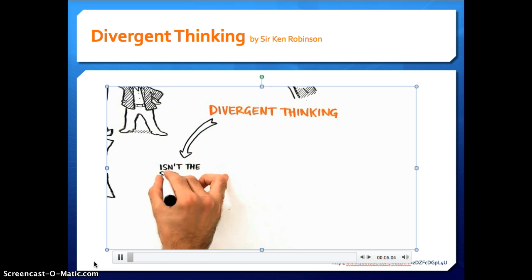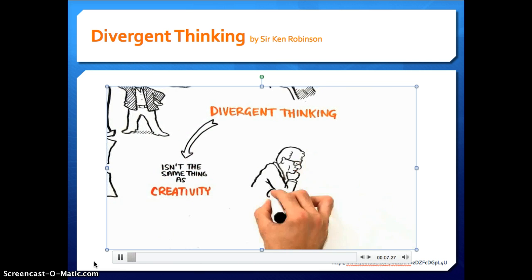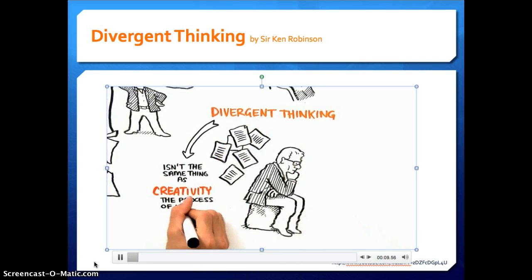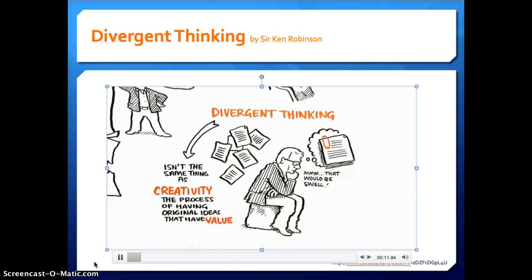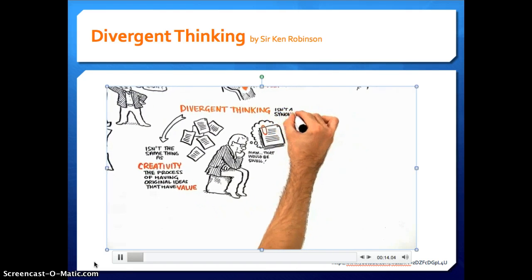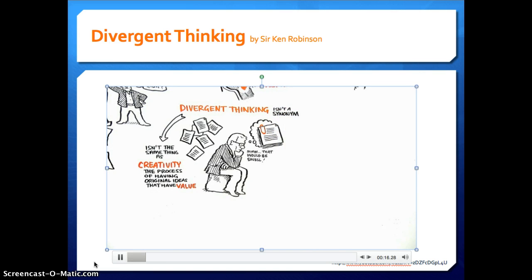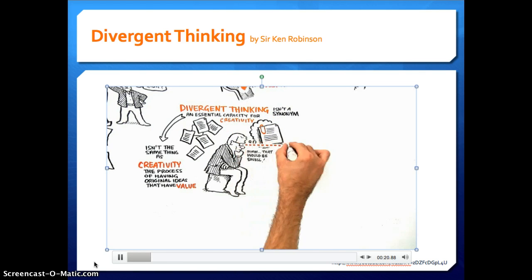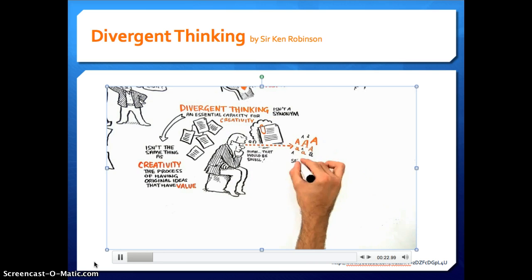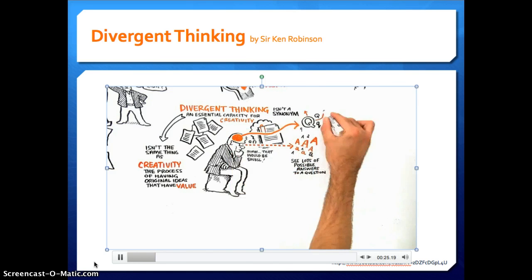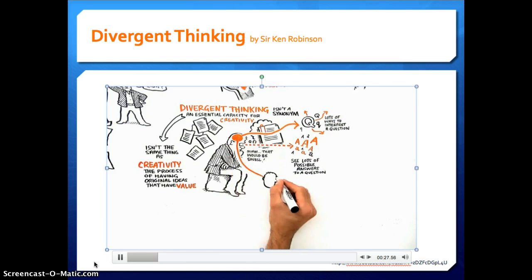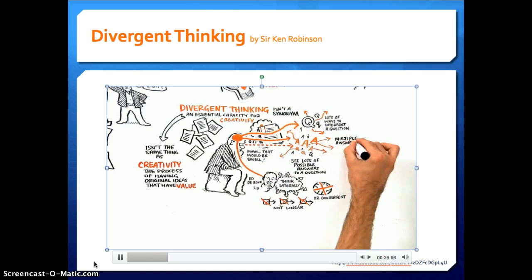Divergent thinking isn't the same thing as creativity. I define creativity as the process of having original ideas that have value. Divergent thinking isn't a synonym, but it's an essential capacity for creativity. It's the ability to see lots of possible answers to a question, lots of possible ways of interpreting a question, to think what Edward de Bono would probably call laterally, to think not just in linear or convergent ways, to see multiple answers, not one.